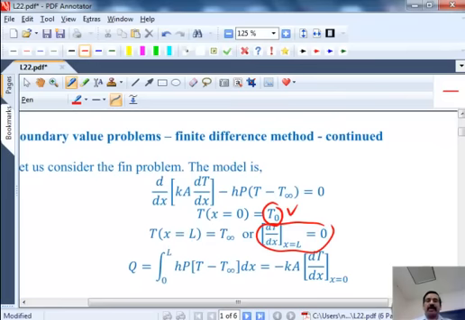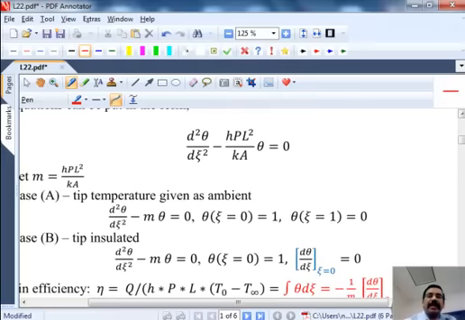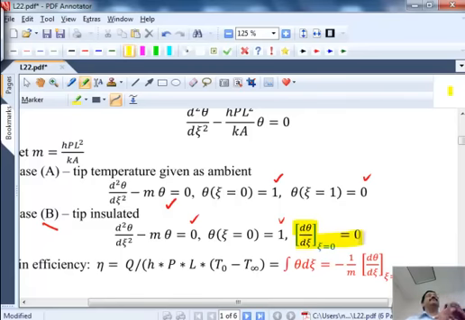Okay, so these are the equations, and we put them in dimensionless form, and these are the equations that we discretized. Okay, for case A, the temperature at the base is always 1, the temperature at the tip is 0. For case B, the same equation and the same boundary condition at the base of the fin, but at the tip of the fin, we have the derivative is equal to 0. So wherever we have derivatives, we are going to replace them by difference approximations, numerical derivatives. And you need to be able to choose the right ones.